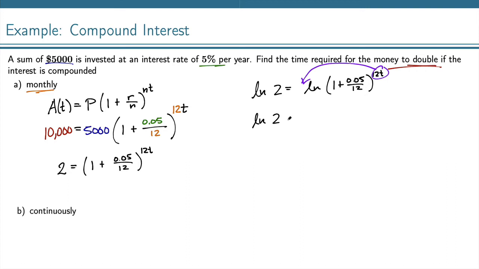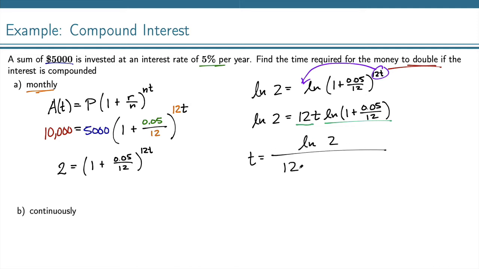So I have natural log of 2 equals 12 times t times the natural log of 1 plus 0.05 over 12. Now I'm trying to solve for t, and so I just need to divide by 12 and by that natural log. And so I end up with t equals the natural log of 2 divided by the 12 and the natural log of 1 plus 0.05 over 12.